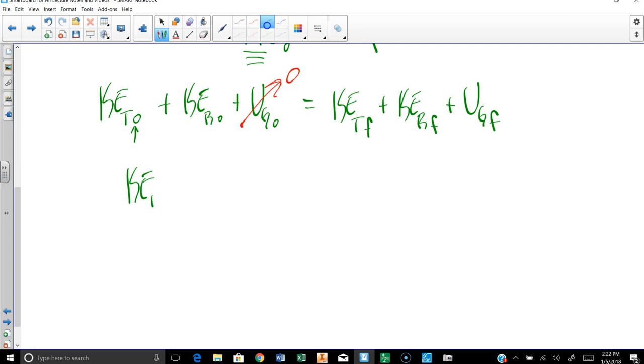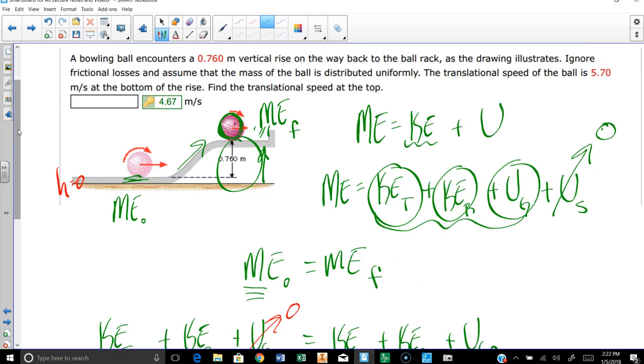So you have the translational kinetic energy it has initially, plus the rotational kinetic energy it had initially. So as it was coming down the lane, it was both spinning and had translational motion. It had those two types of energy. Those two types of energy, presumably, well, they're connected, by the way, right? There's a connection between the velocity of that center of mass and the angular velocity.